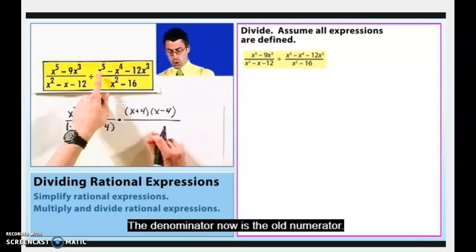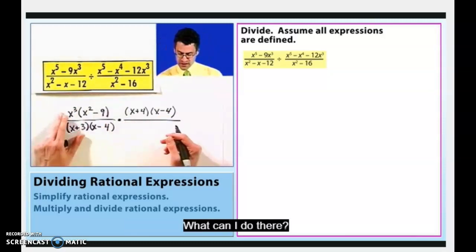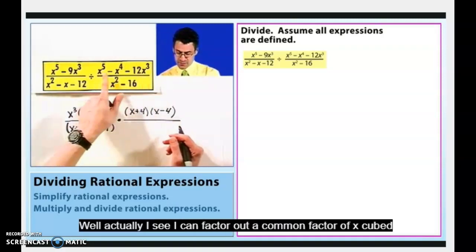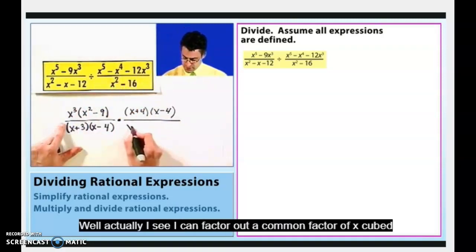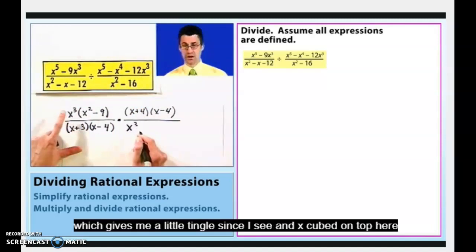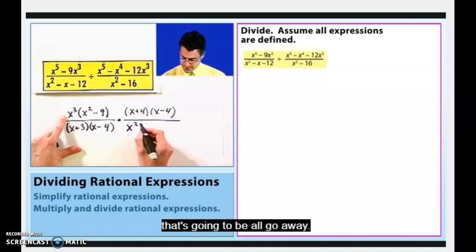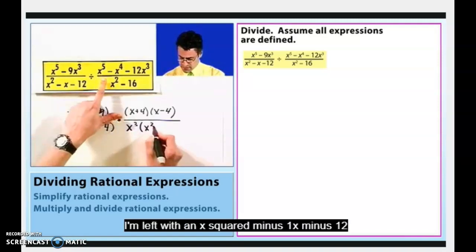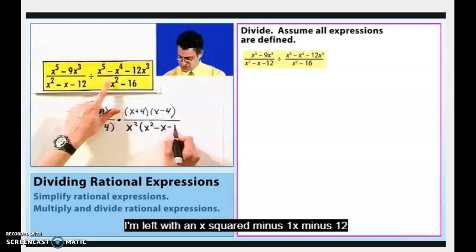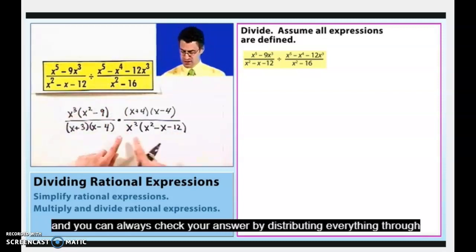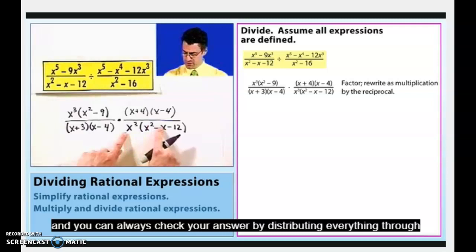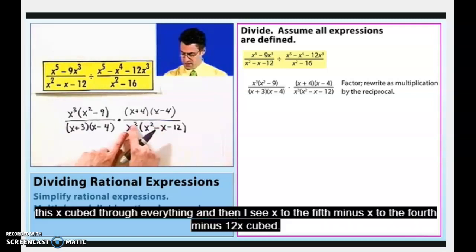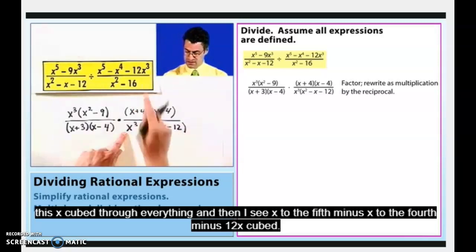The denominator now is the old numerator. What can I do there? Well, actually, I see I can factor out a common factor of x cubed, which gives me a little tingle, since I see an x cubed on top that's going to be able to go away. What am I left with? I'm left with x squared minus 1x minus 12. And you can always check your answer by distributing x cubed through everything, and then I see x to the 5th minus x to the 4th minus 12x cubed.